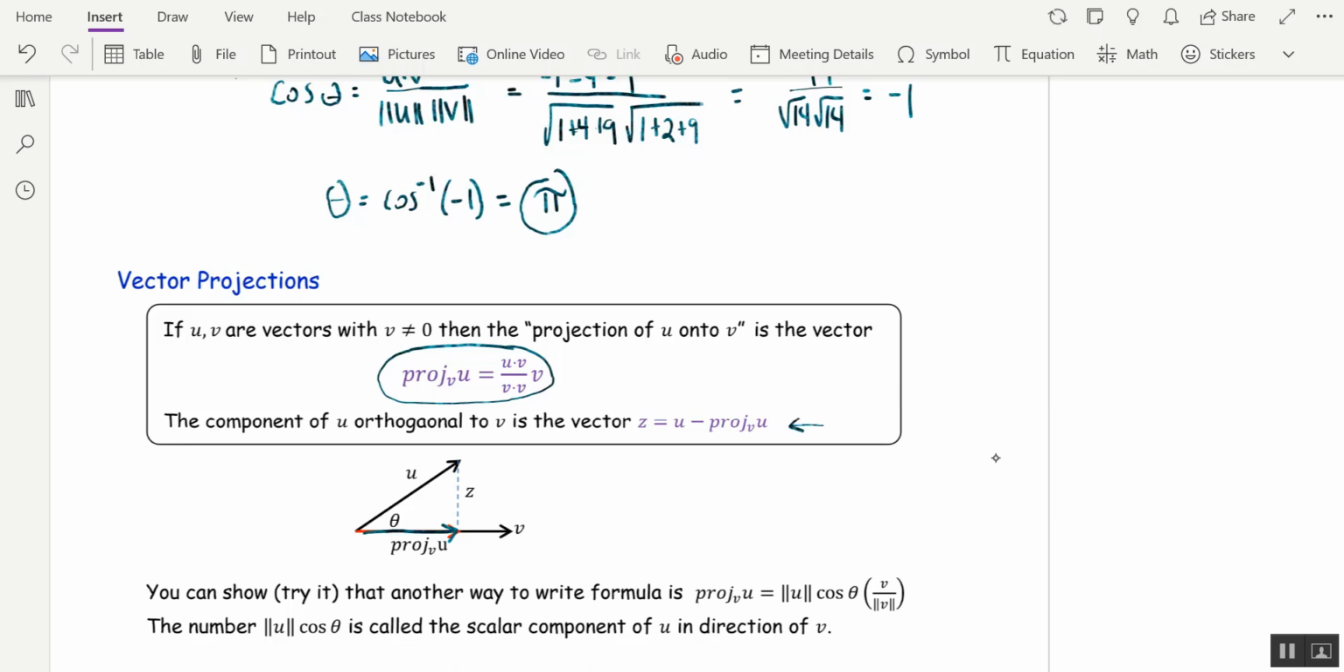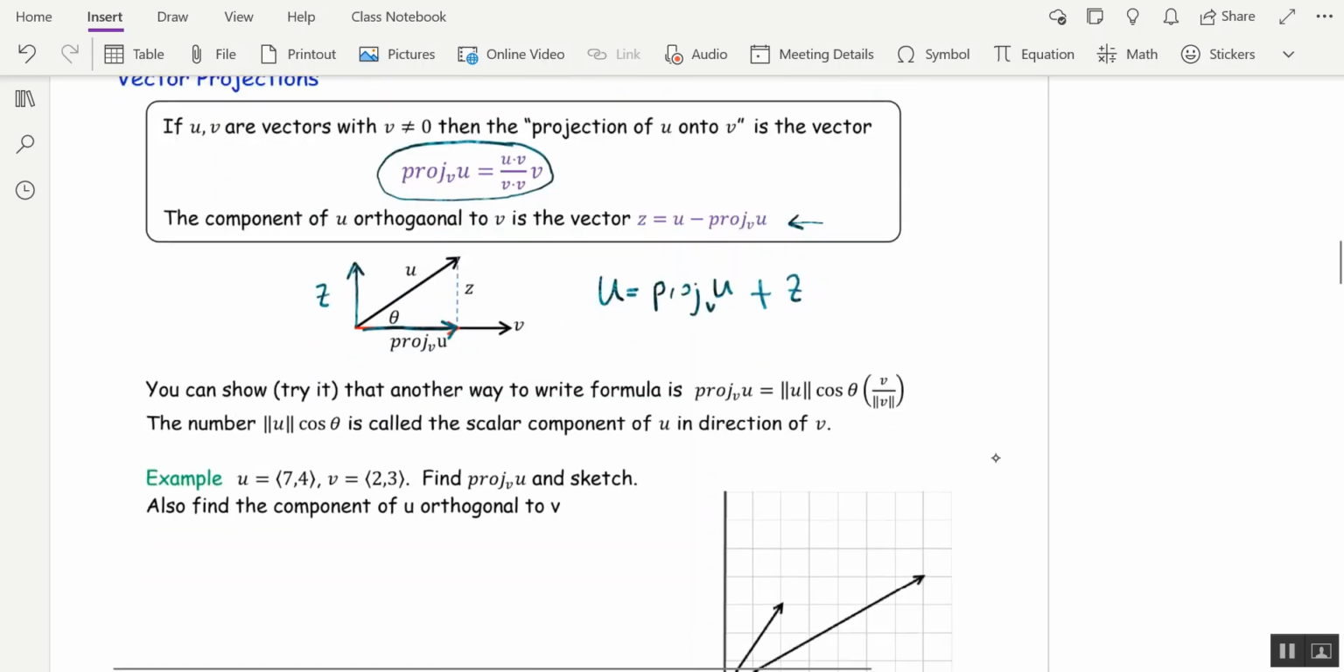Now in my picture, I've got z dotted in over here, but if I draw z in standard form, it's here. And then we can see that we've decomposed u as the sum of two orthogonal vectors, the projection of u onto v plus z. Those two vectors are orthogonal and they add together to be u. All right, so let's do an example.